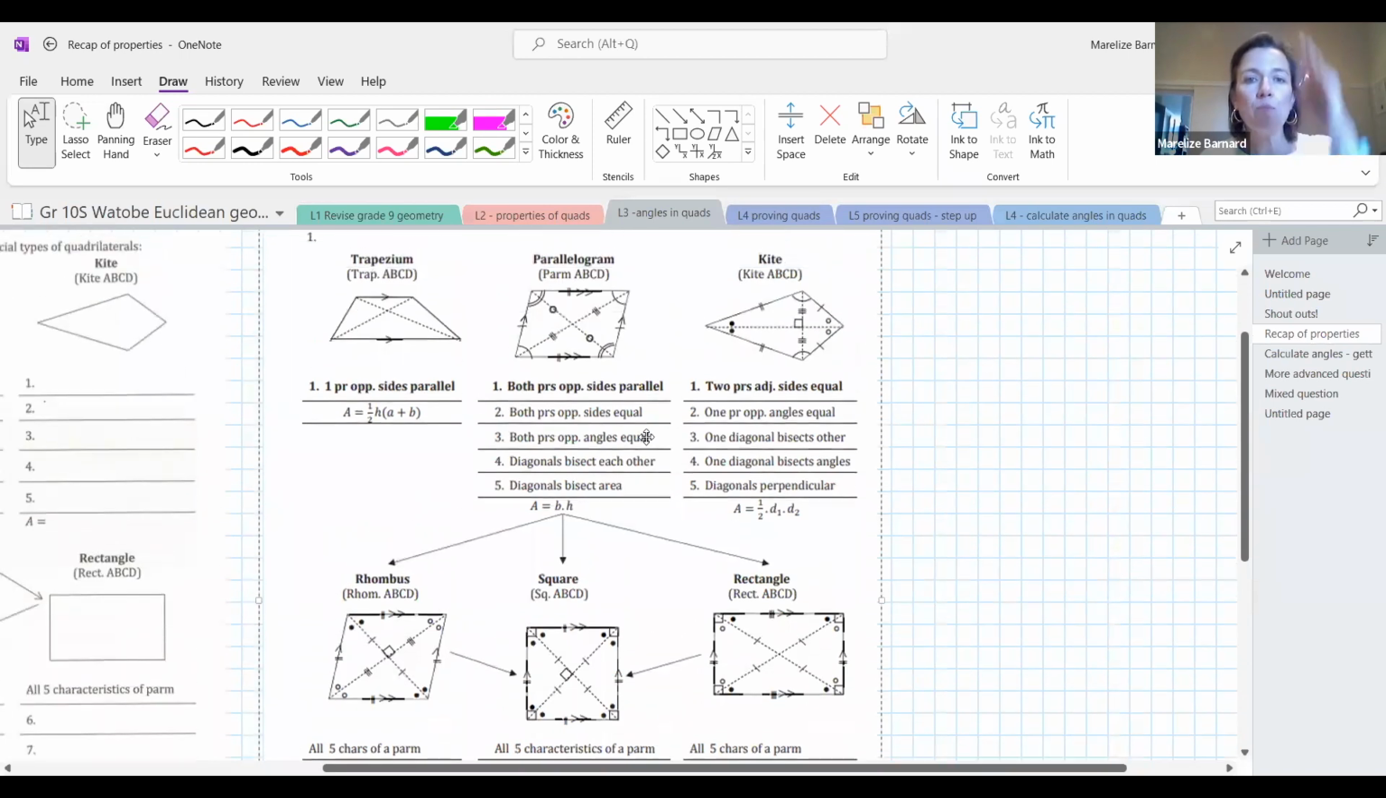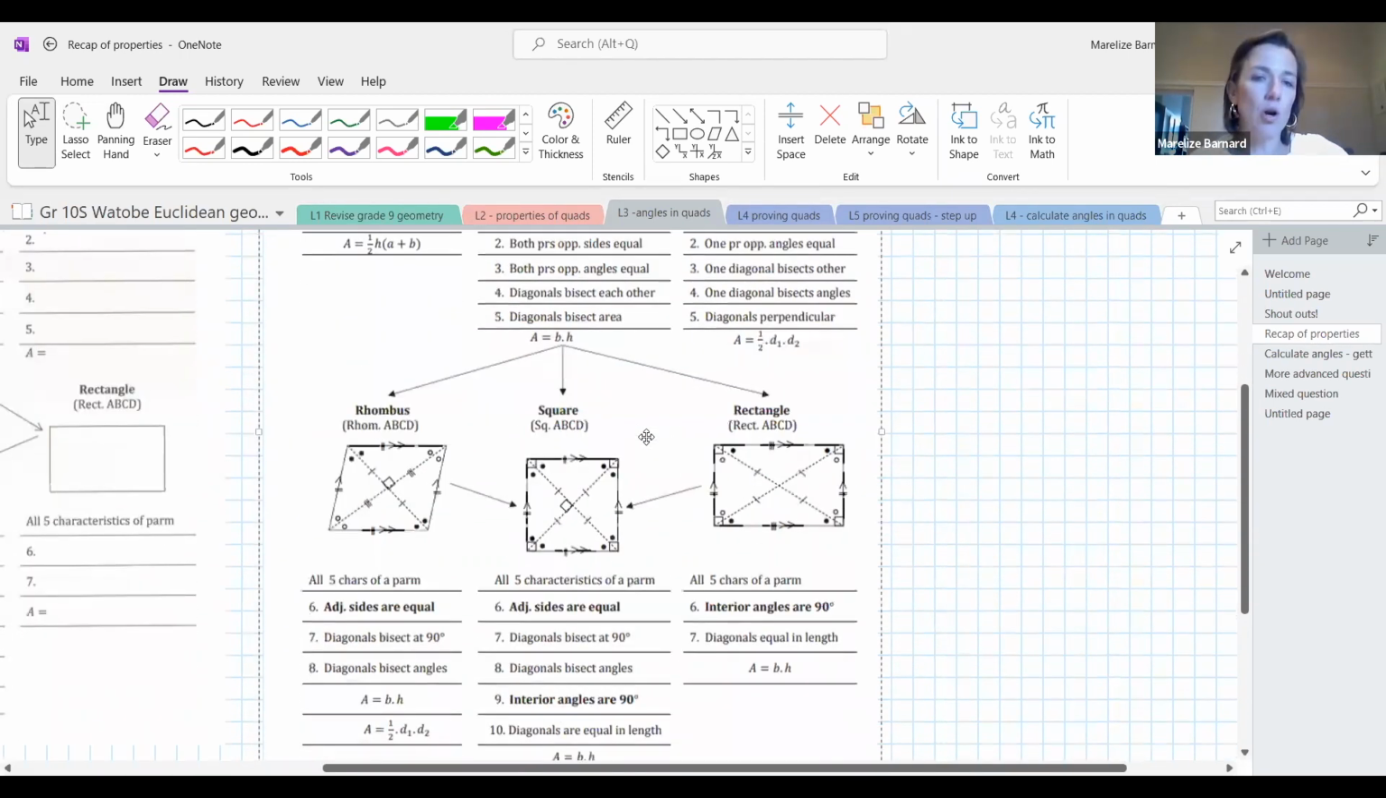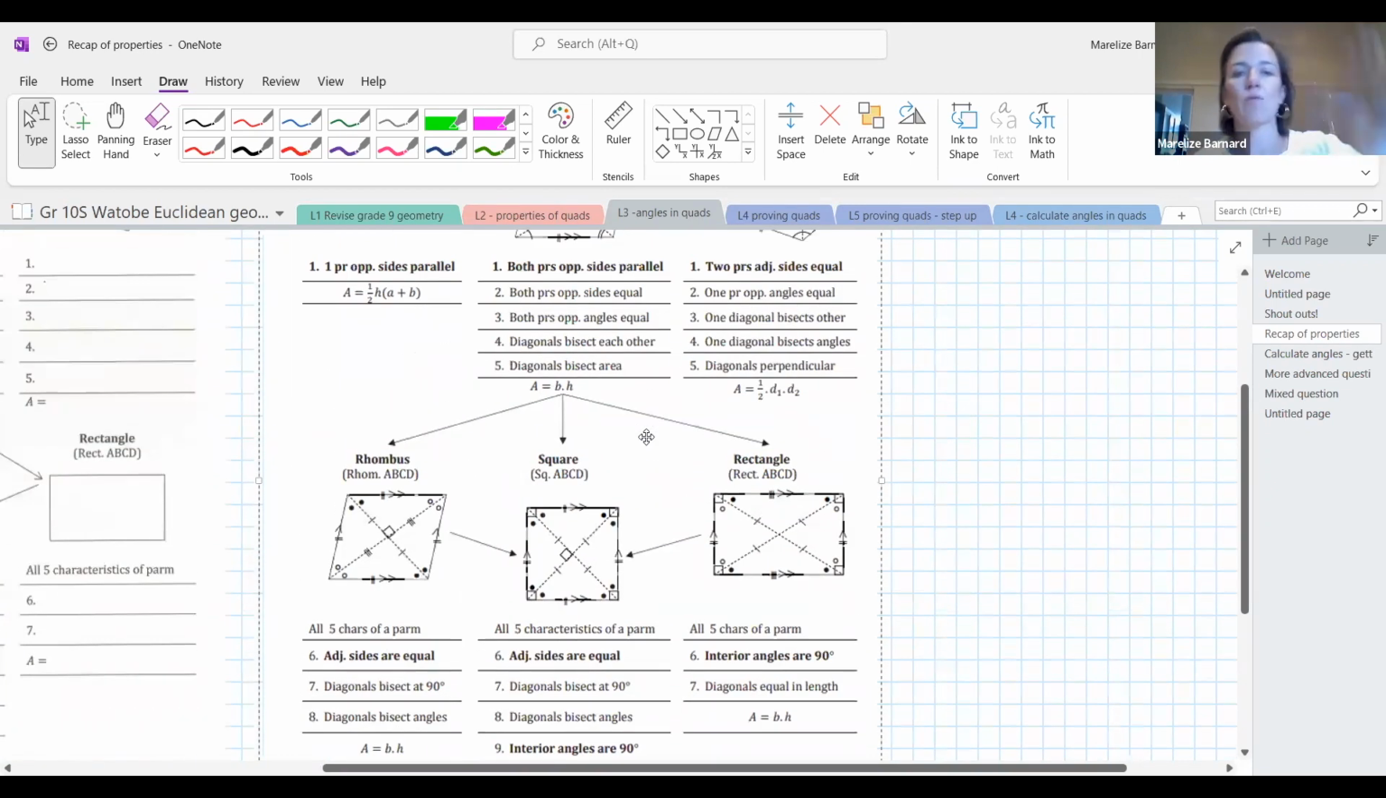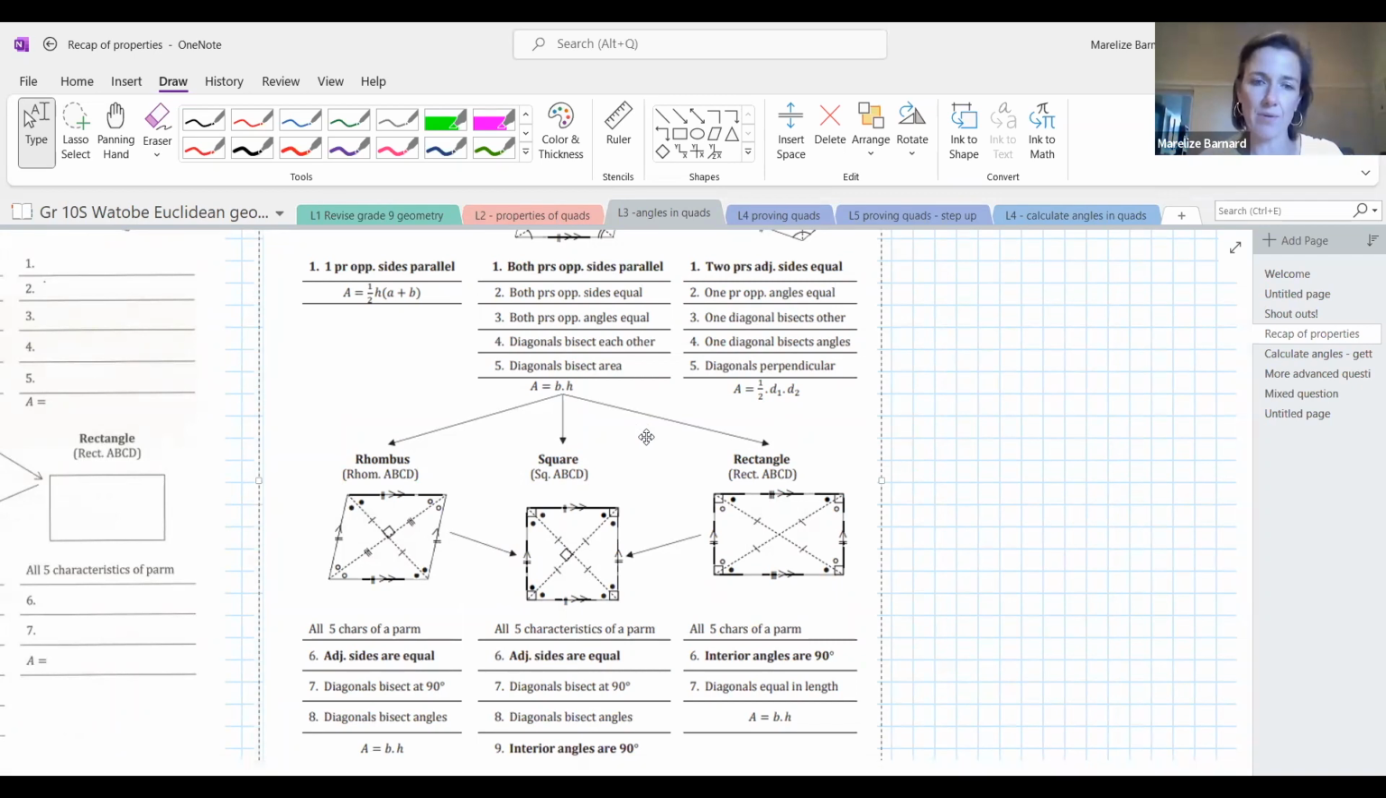So if you learn the properties of a parallelogram really well, then you already know some of the properties of a rhombus, square, and a rectangle because of that overlap.